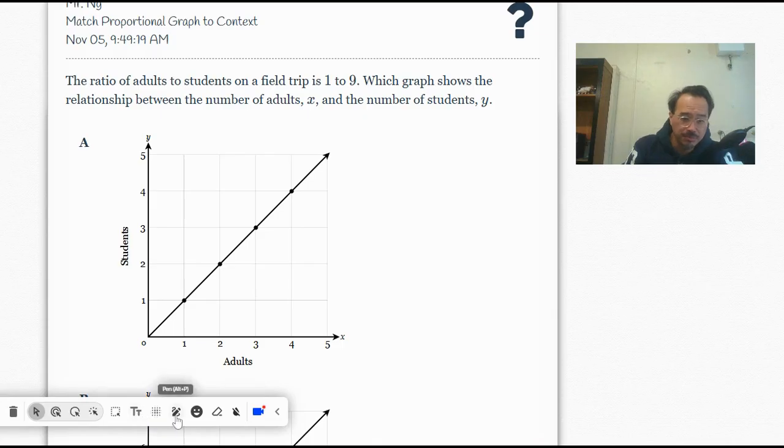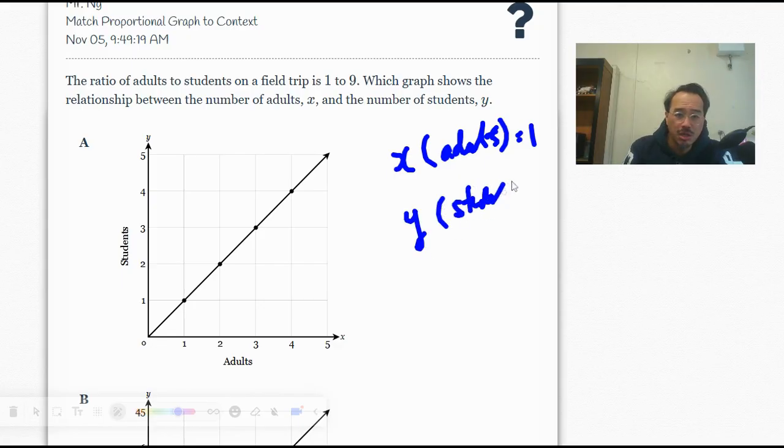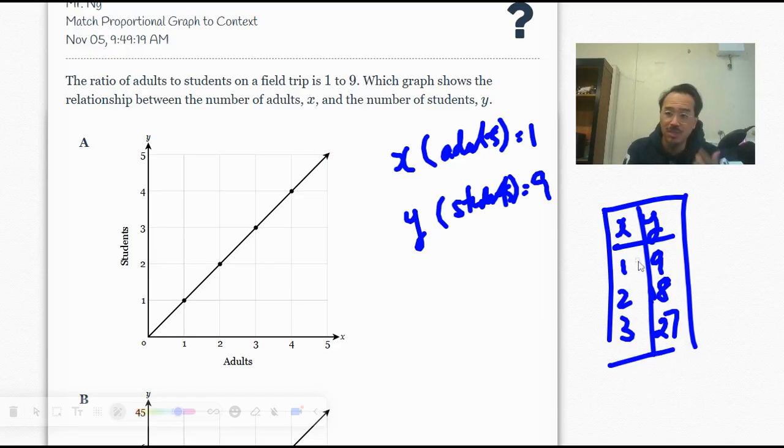Let me see if I can write this. So I want a graph where X, which stands for adults, will be 1, and Y, which stands for students, would be 9, or any of that combination, meaning the table should look something like this, right? 1 adult, 9 kids, 2 adults, 18 kids, 3 adults, 27 kids, so on and so forth. Okay, so that's the table that even if you don't write it, will be in your mind. So which one matches that?